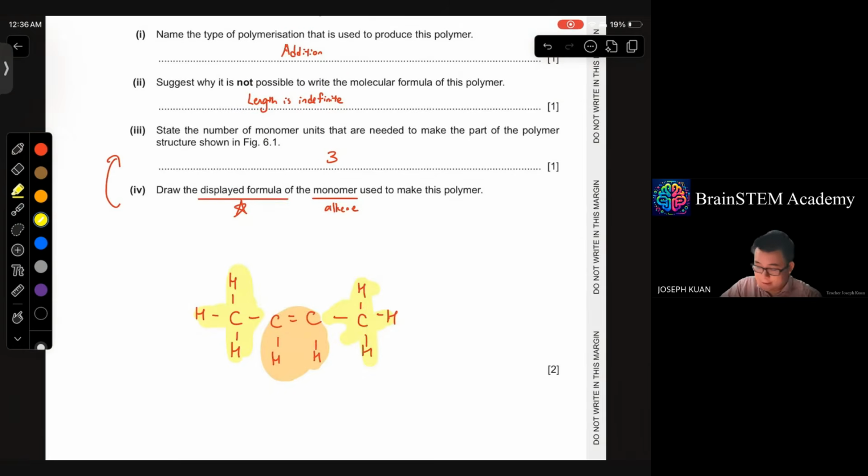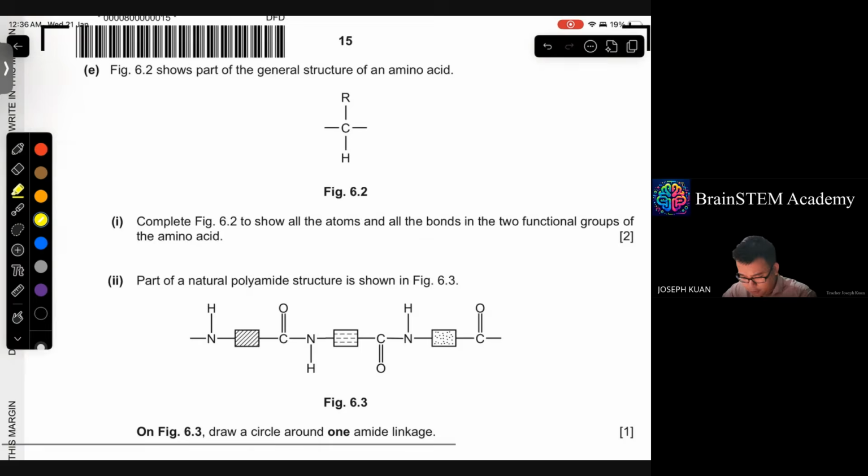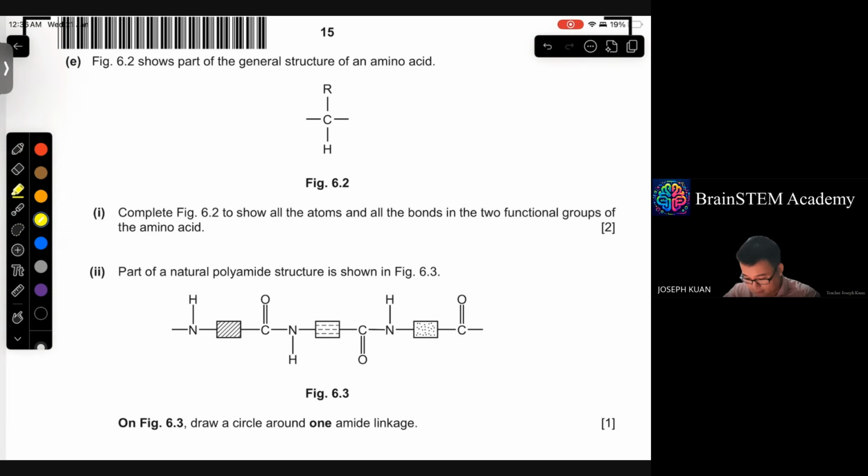Okay, now let's move on. Next. Figure 6.2 shows the general structure of an amino acid. They want you to complete it to show all the atoms and all the bonds of the two functional groups of amino acids. Amino acids are called amino acids because they have a carboxylic acid functional group as well as an amine functional group. That's why they are known as amino acids.